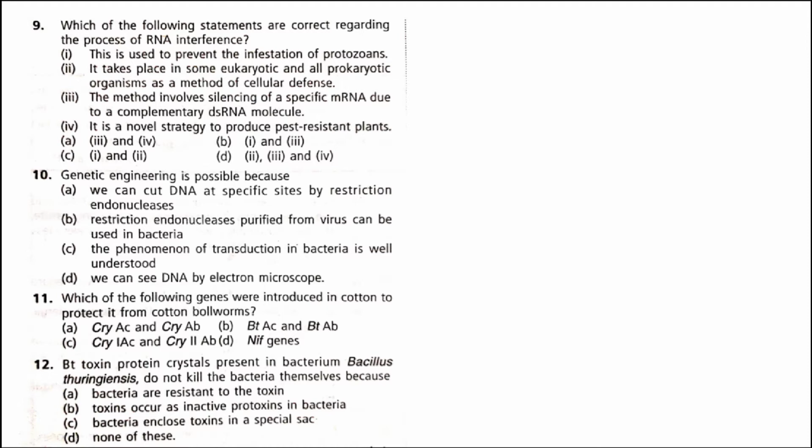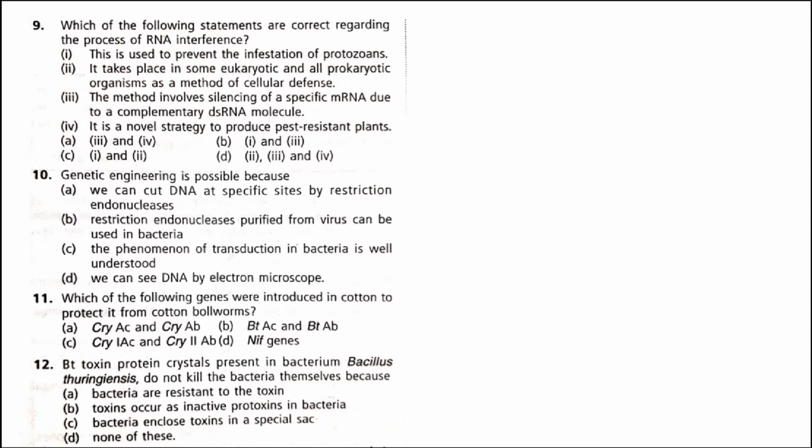Two cry genes, cry-1AC and cry-2AB, have been incorporated in cotton. The genetically modified crop is called Bt cotton as it contains Bt-toxin genes. The genes cry-1AC and cry-2AB control cotton bollworms.